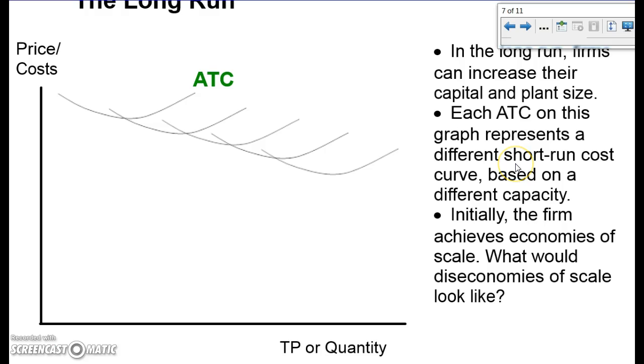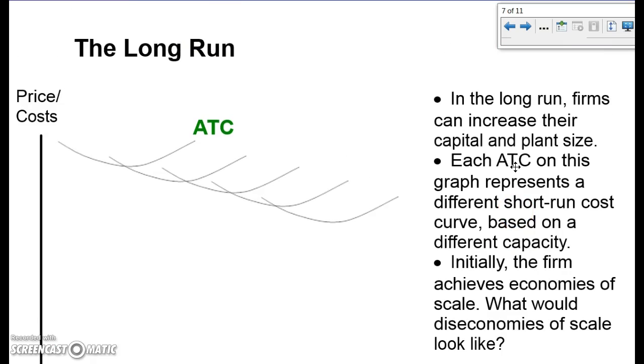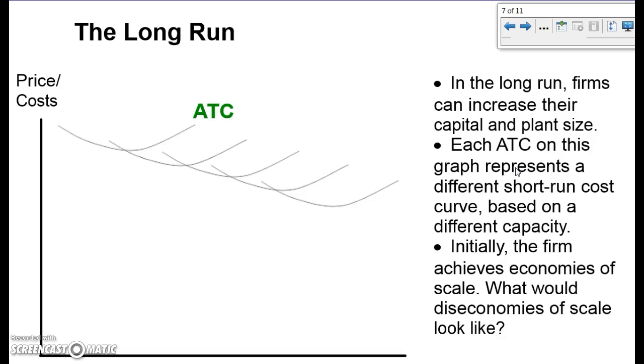All right, diminishing marginal productivity and rising marginal costs are a short-run phenomenon brought on by the fact that the firm can't increase the plant size. So you're trying to crowd more and more workers and more variable resources into a fixed plant size. In the long run, firms can increase their capital. They can increase their plant size.